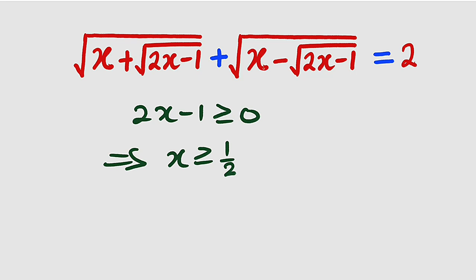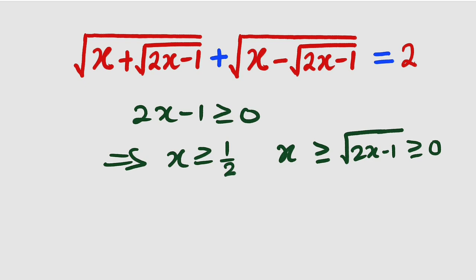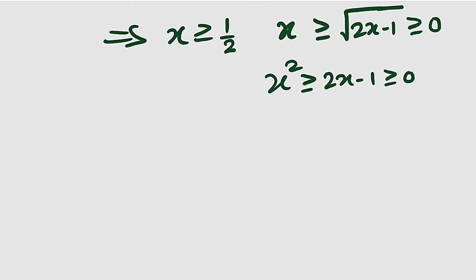You know, for it to satisfy, because we have minus here, x has to be greater than this, otherwise it will be negative. So x has to be greater than or equal to the square root of 2x minus 1. But we have already seen that this is greater than or equal to 0, right? So let's square both sides. We have x squared greater or equal to 2x minus 1.